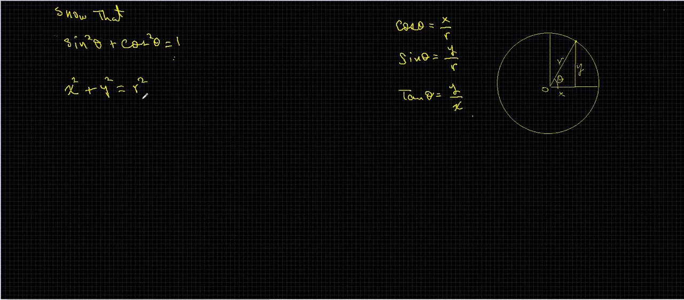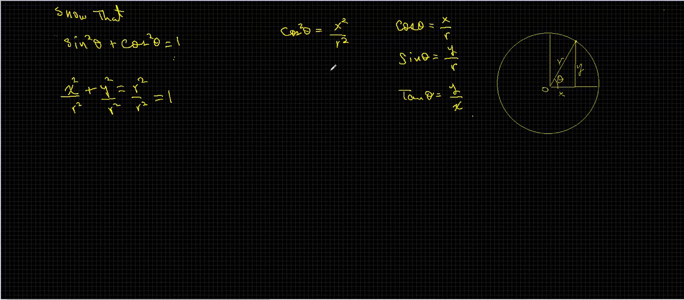Here we can see that if I divide everything by r squared, like so, then we have x squared over r squared plus y squared over r squared equals r squared over r squared, which just happens to be a 1. So if you notice, I have cosine of theta equals x over r. So if I were to square this on both sides of the equal sign, I would get cosine squared theta equals x squared over r squared.